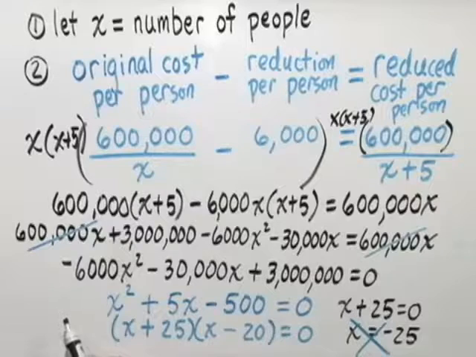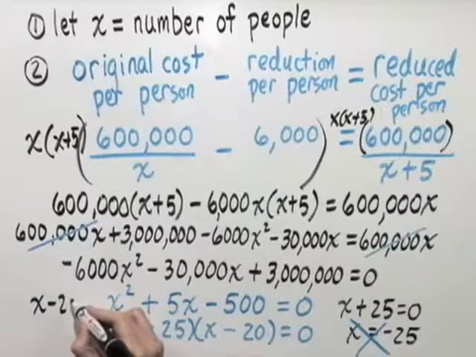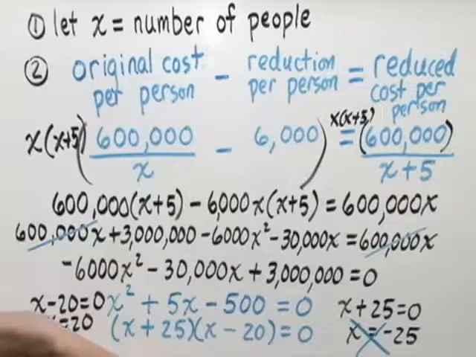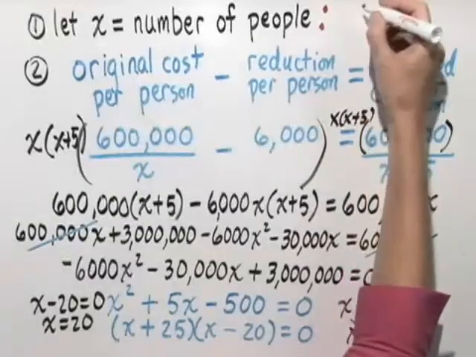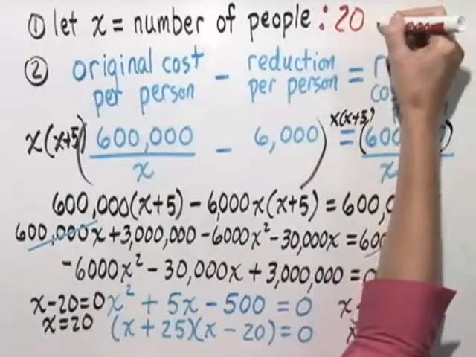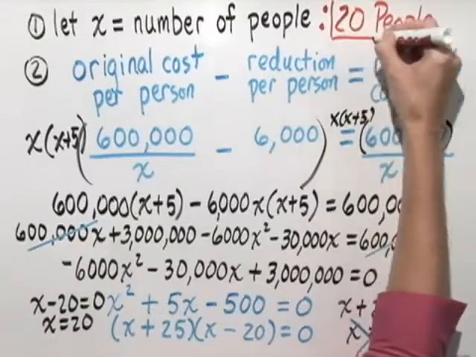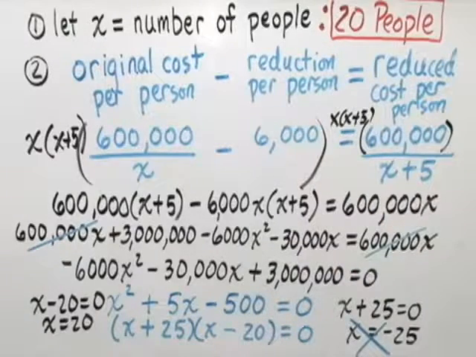I'll put it over here on the left-hand side. If I set x minus 20 equal to 0, I'll get x is equal to 20. So therefore, I'm going to write the answer up here on the top in red. If x is the number of people in the group, we can say that the answer to our question is that there should be 20 people in the original group, such that if they add 5 more people to the group, there will be a cost reduction of $6,000 per person.